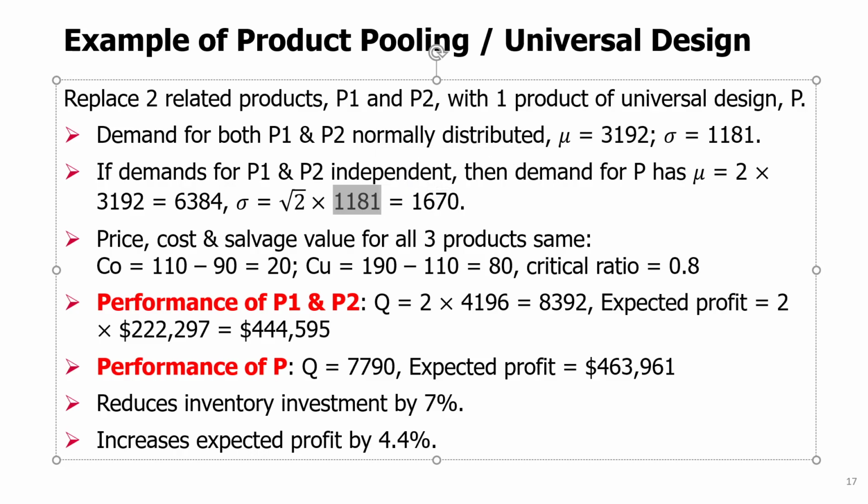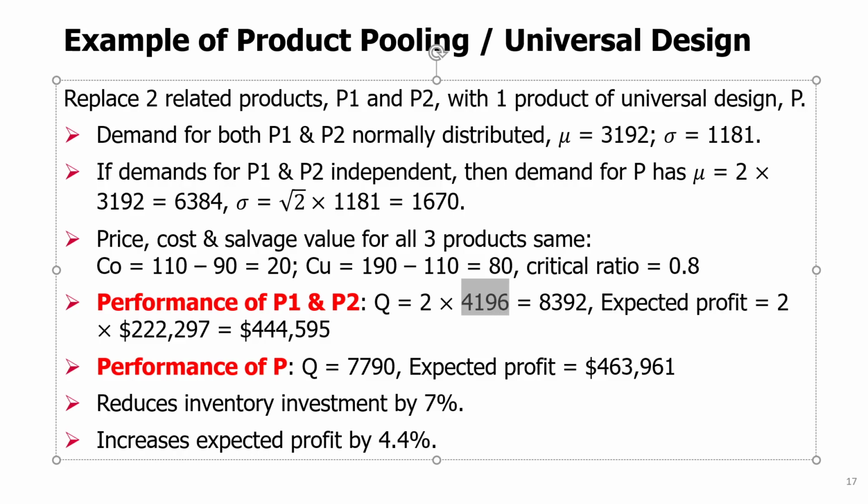Again, assume those products have identical price, cost, and salvage value, for simplicity in our stylized example. The cost of underage will be 20, the cost of overage 80, critical ratio 0.8, whether it's for a single product or for both products. From that, we can calculate the performance of ordering those two products individually. Each of them, as we determined in the newsvendor model topic, we had to order 4,196 to maximize profit.